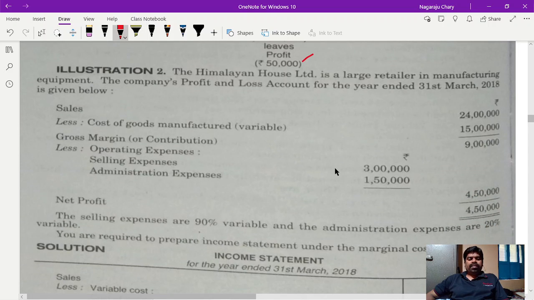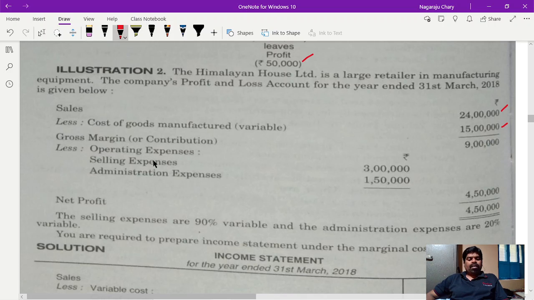So let us see with an example how we are going to prepare an income statement in marginal costing. The Himalayan House Limited is a large retailer in manufacturing equipment. The company's profit and loss account for the year ended 31st March 2018 is given below. Sales value is 24 lakhs, and the cost of goods manufactured is 15 lakhs.